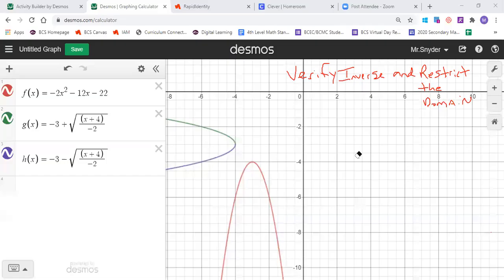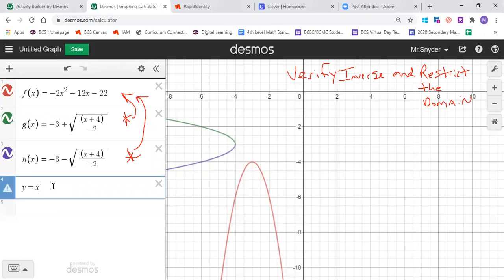All right, so what we're going to do is we're going to take f of x and verify that both g of x and h of x are inverses of f of x. But the problem is that they're only inverses to certain sections of this. So just to verify, the easiest way is to go ahead and type in y equals x. Okay? And you can see it's actually obvious that one side reflects over the other side of that line, y equals x.